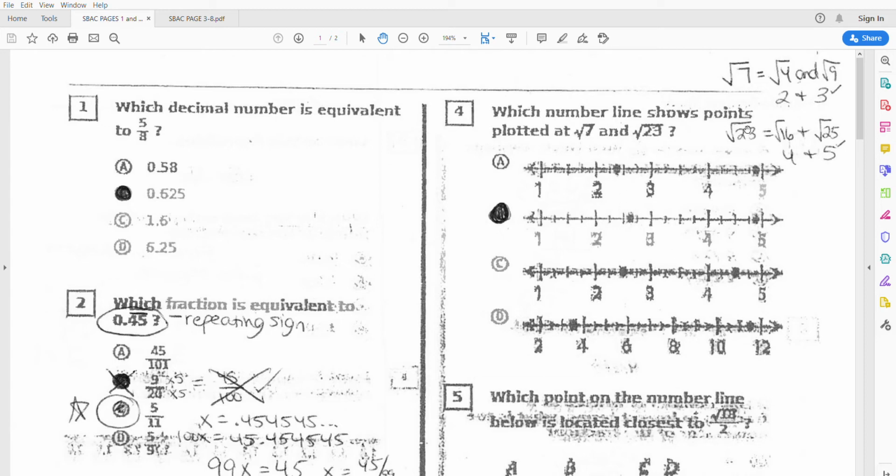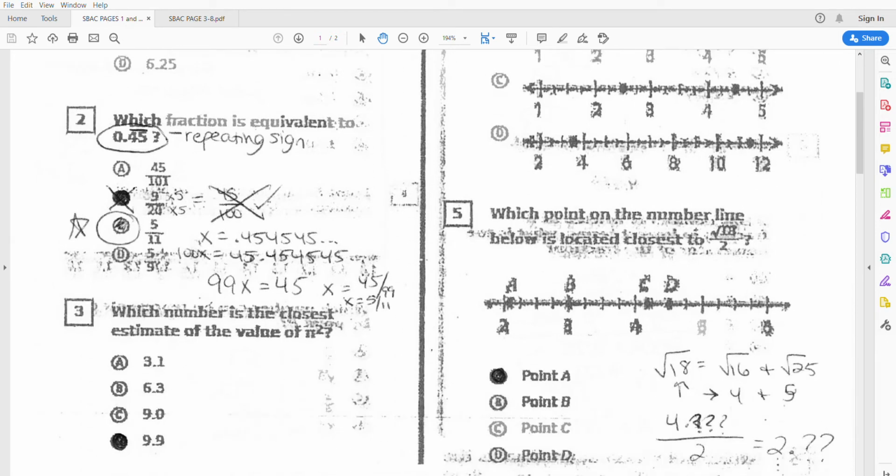And the square root of 23 is between square root of 16 and square root of 25, so between 4 and 5. The square root of 7, while it's between 2 and 3, is almost right in the middle. It's a little bit more than halfway, so it's going to be right there. And then the square root of 23 is really close to 25, so you know the answer is going to be close to 5. So that means B is the correct answer.